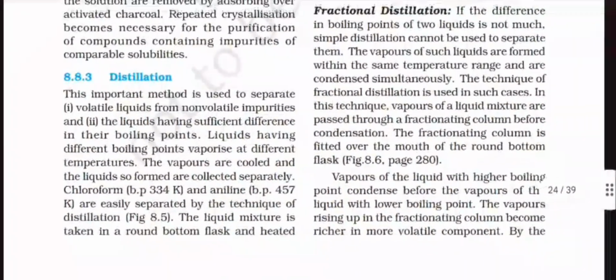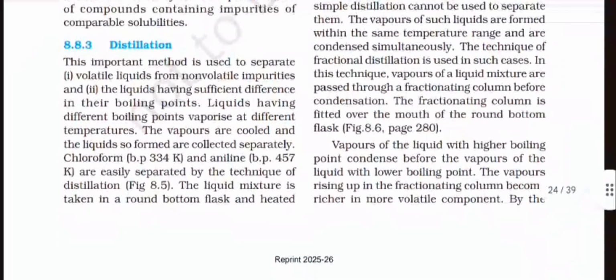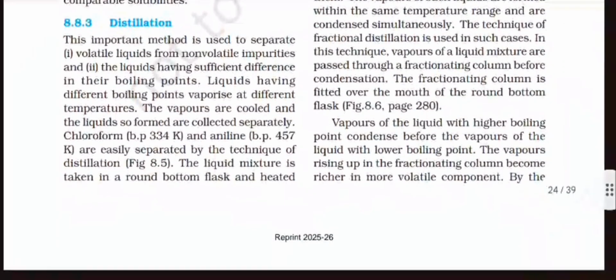Fractional distillation. If the difference in boiling points of two liquids is not much, simple distillation cannot be used to separate them. The vapors of such liquids are formed within the same temperature range and are condensed simultaneously. The technique of fractional distillation is used in such cases. In this technique, vapors of a liquid mixture are passed through a fractionating column before condensation. The fractionating column is fitted over the mouth of the round bottom flask.